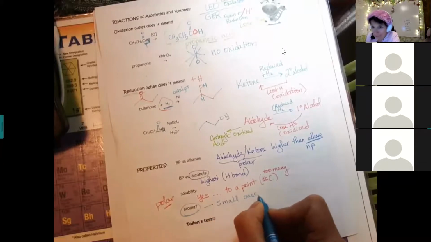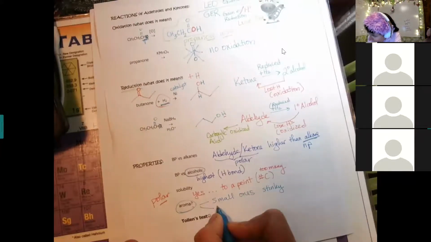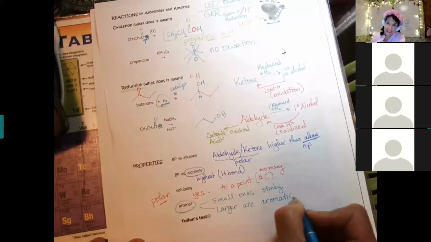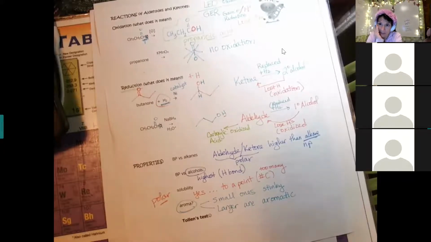And the aroma. The small ones stink. I don't know what the smell of formaldehyde or fingernail polish remover is, but the small ones are stinky, like formaldehyde and acetone. The larger ones are aromatic, meaning more carbons. And the examples were on the other side. Cinnamon is an aldehyde and vanilla is an aldehyde. So that might be some examples.